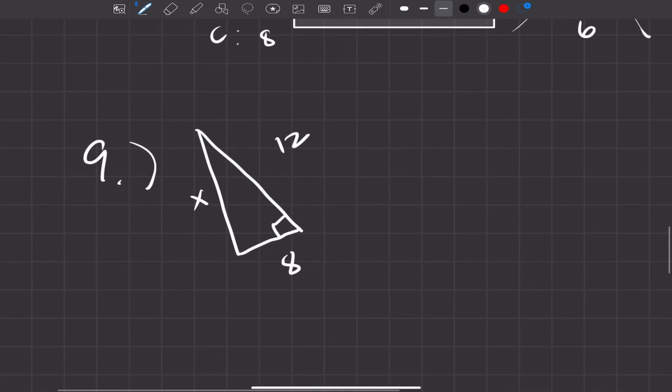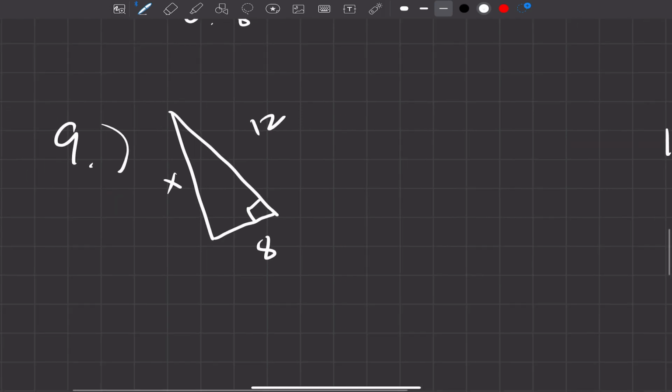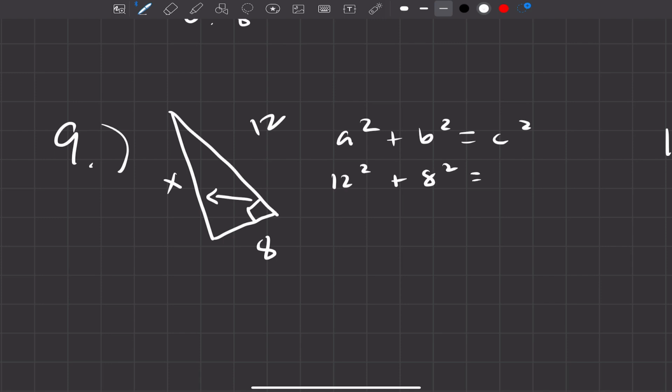Number 9, I have a right triangle where the hypotenuse is just x. So you're going to do a squared plus b squared equals c squared. This is the hypotenuse because it's across from the 90-degree angle. So it doesn't matter which one's a and which one's b as long as you know what c is. So I have 12 squared plus 8 squared equals x squared.